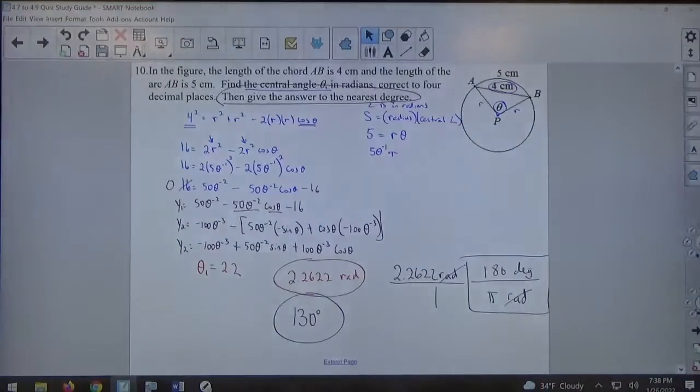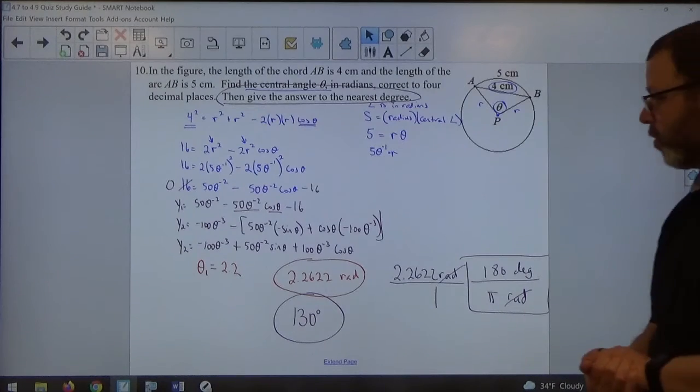So that is your entire quiz study guide. Prepare for your test, and hopefully all goes well.